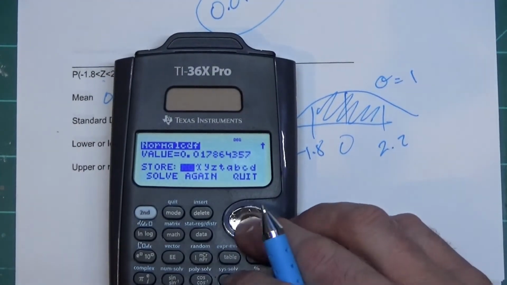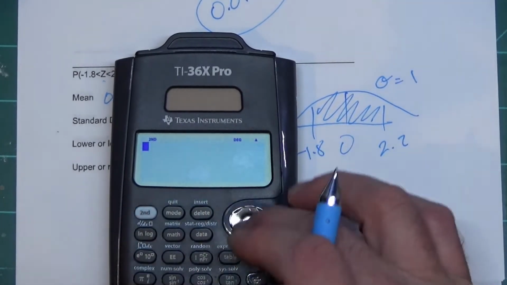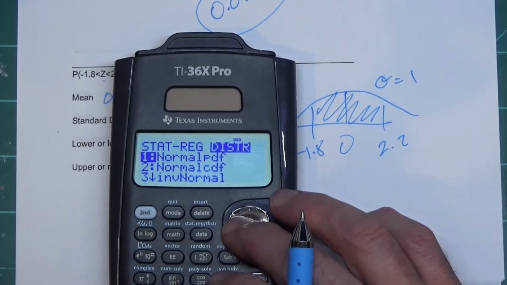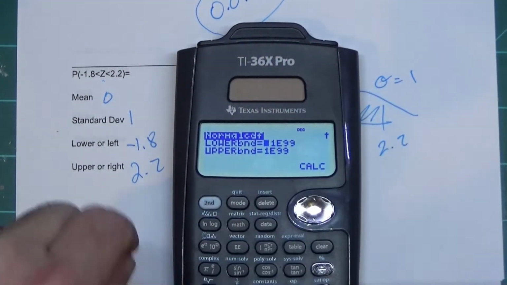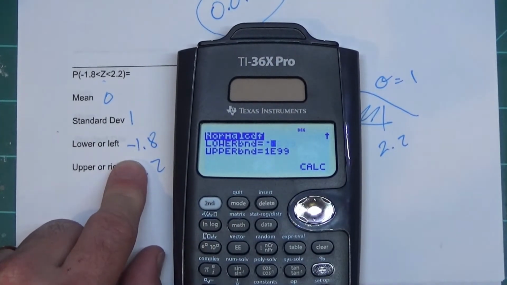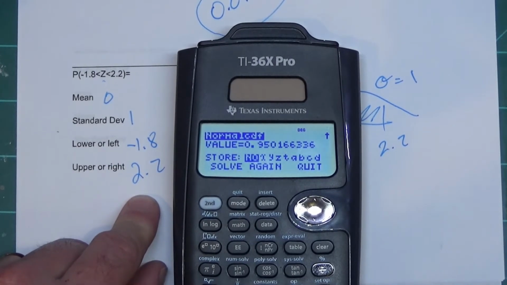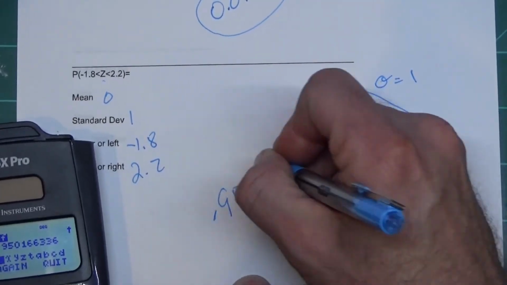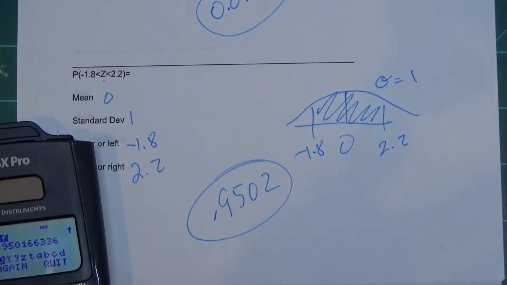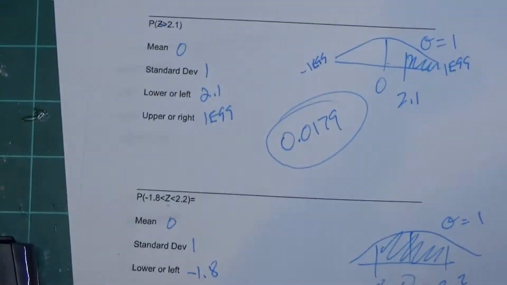So I'm going to go ahead and hit quit again. You don't have to. You can hit solve again. Usually that's what I would do. But I hit second data, over to DISTR, go down to normal CDF. My mean is 0. My standard deviation is 1. Now my lower left end is negative 1.8. And my upper or right end is 2.2. Hit calculate. It tells me 0.9502 is the answer. And you can see, you can run through these pretty quickly with this calculator because it's easy to use. It's not like the z tables, which would require a lot of decision making for these.